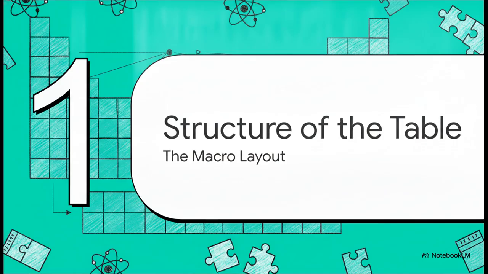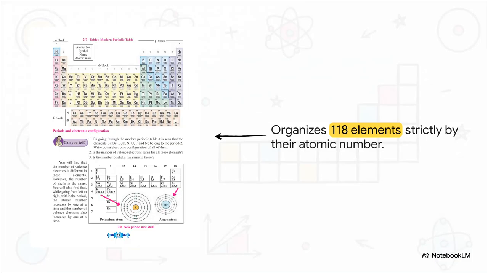Let's look at the macro layout. Now, as you can see, the modern periodic table organizes all 118 known elements strictly by their increasing atomic number. This is absolutely crucial. By making the atomic number the fundamental property, this modern table completely removed the confusions of Mendeleev's older mass-based table. It's a much more scientifically accurate system.